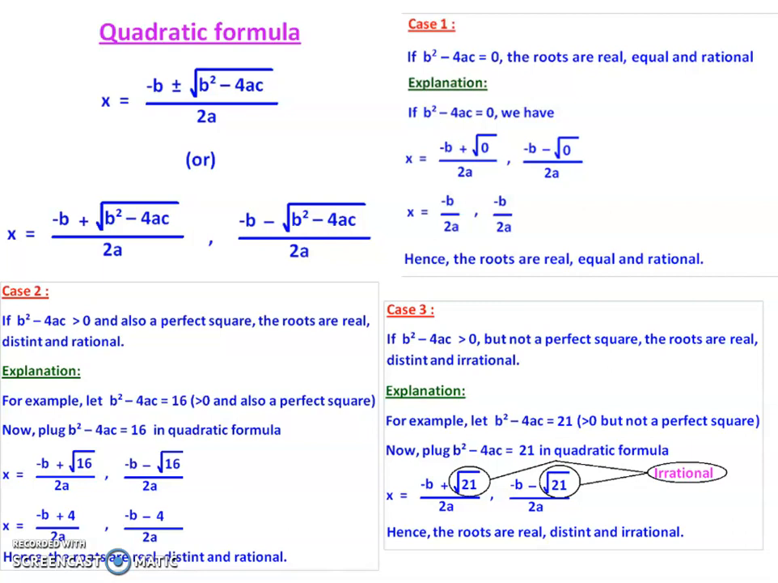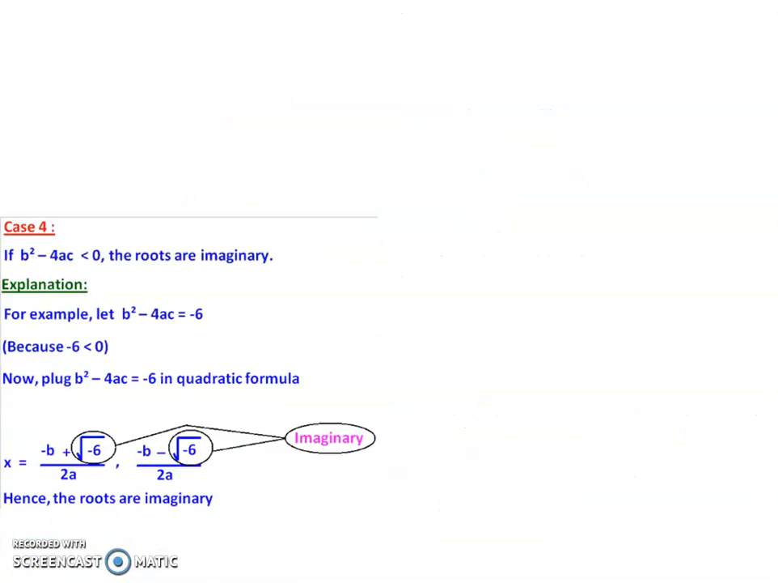If b square minus 4ac is greater than 0 and is also a perfect square, you will get two real, distinct, rational roots. But if b square minus 4ac is greater than 0 and not a perfect square, the roots are real, distinct and irrational. That is, your answer will have a root term in that. Only that is the matter. Okay. Now, the next condition.